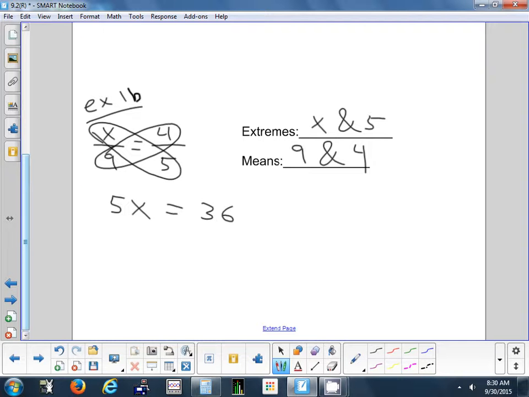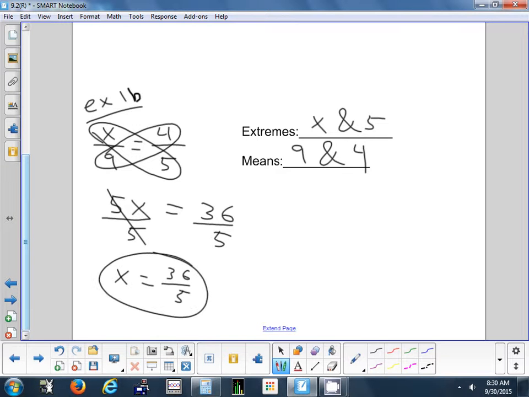What's my last step to get x by itself? Divide by 5. You're done. That's the whole problem. Don't even worry about changing it to a decimal. So that's the solution to example 1b. They didn't ask you to do that in the directions, but we wanted to start out with an easier one. 2a isn't too hard, but it's a little more work.